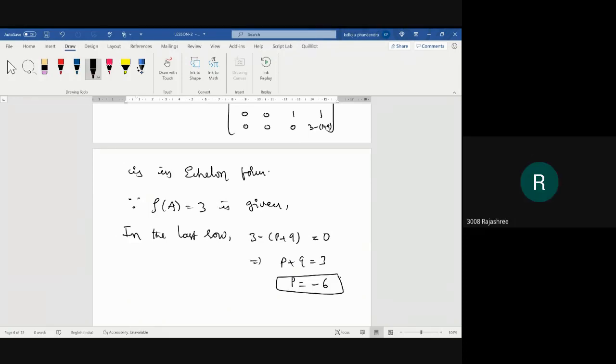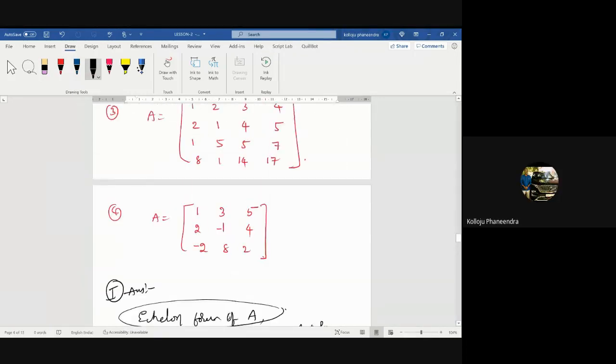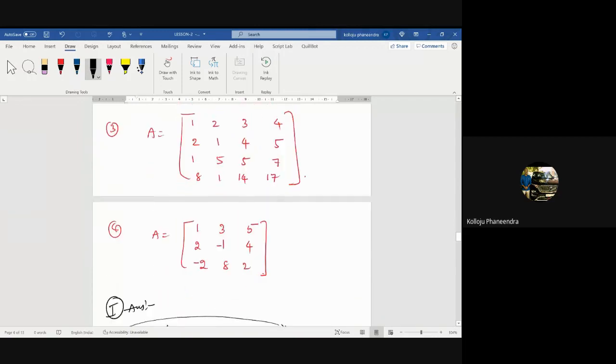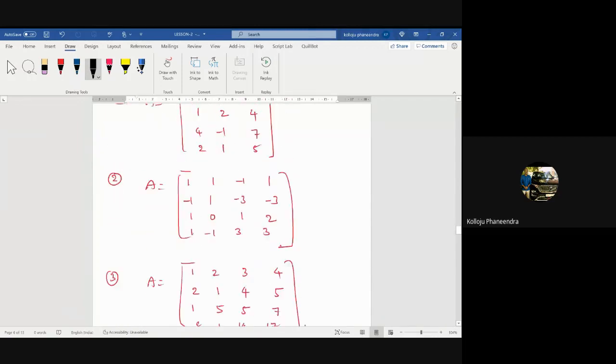Sir, assignment problems by 2 methods we have to do? No. Any one method. In the exam, don't do both. Any one method. Okay. Choice is yours.